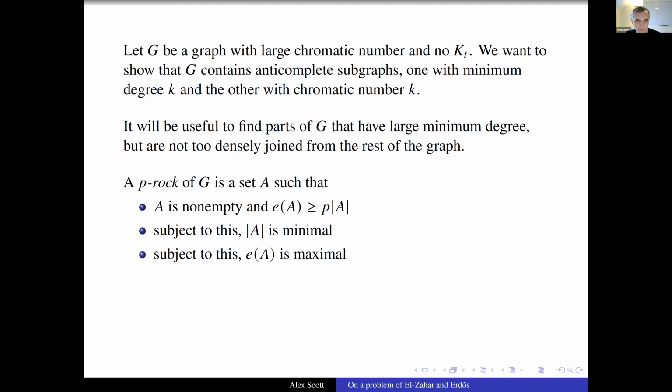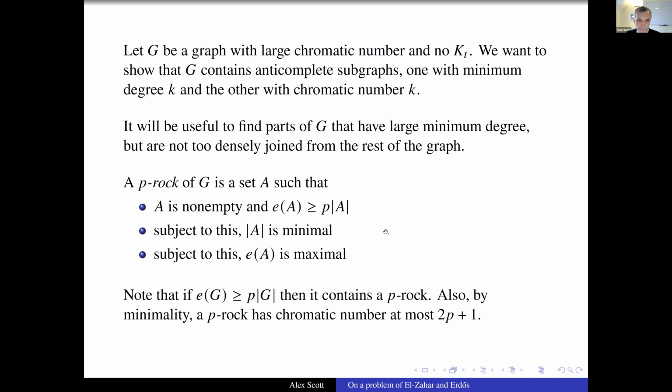And we want to choose a good p-rock, or a good rock. So we have a minimality condition. So we take as few vertices as possible in our set. And then if we still have a choice, we take an example with as many edges as possible. So first we minimize the number of vertices, then we maximize the number of edges. Okay. So let's just note that if you have lots of edges, if you have at least p times as many edges as vertices, then you certainly do contain a p-rock.